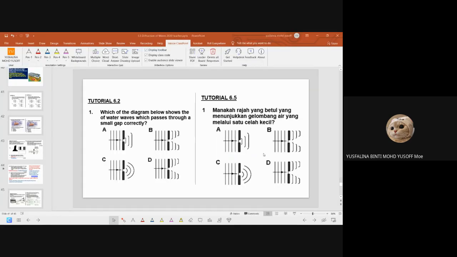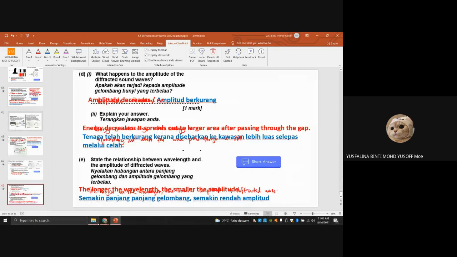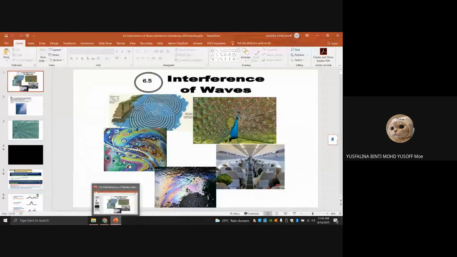Okay, so we already finished diffraction. Now we move on to the interference. So this is the last phenomenon. We already learned refraction, reflection, diffraction, and this one is the last one, interference of wave.